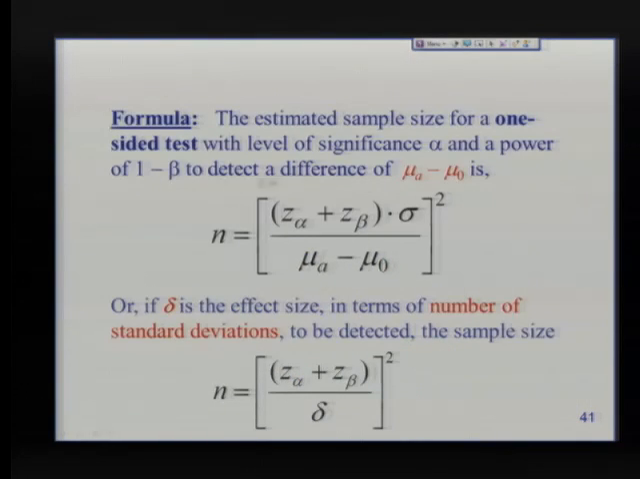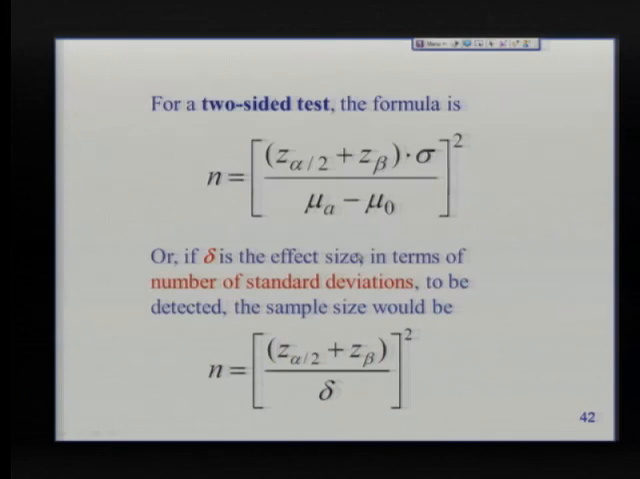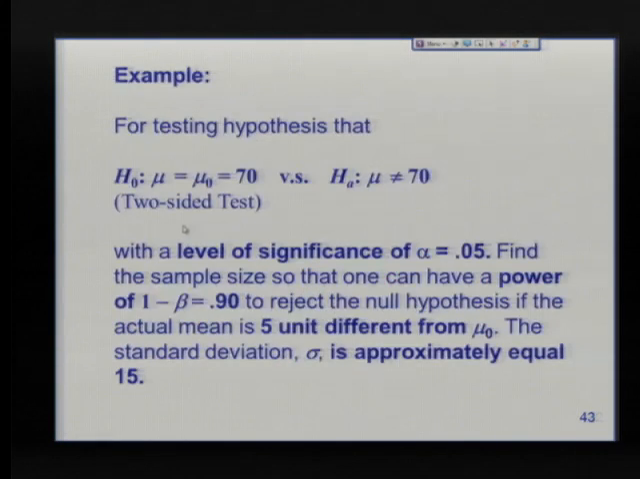Now, this is for one-sided tests. If you do two-sided tests, the difference is this term here. You're going to use z of alpha over 2 instead of z of alpha. That's the difference. The rest is the same, likewise here. So let's look at an example.